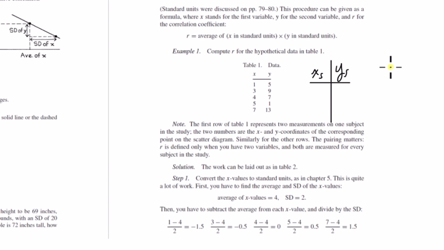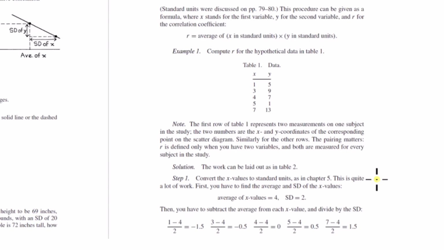Then we can create another single column of the products: x's times y's, x times y, x times y, for each pair. And then just get the average of this. And that's the correlation coefficient.